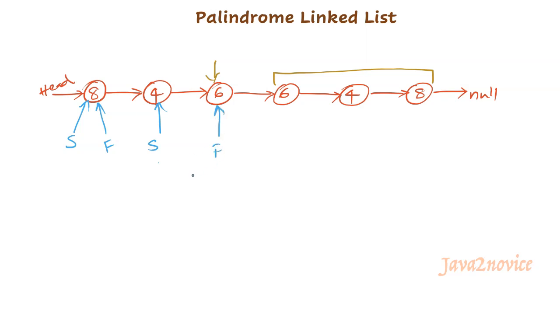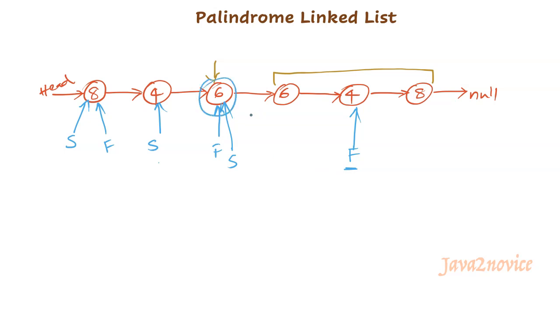In the next iteration, again slow pointer will move 1 step. So it will be here. Fast pointer again moves 2 steps, 1, 2. Since the fast pointer does not have a next move in the next iteration, we will consider that the iterations are over and the slow pointer is already at mid position. This is the mid position.